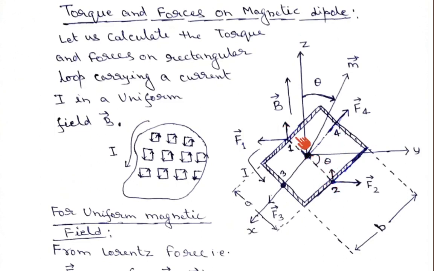So if you try to calculate the net force on the rectangular dipole, the net force will be equal to 0. Obviously this net force will be equal to 0 on the rectangular shape.